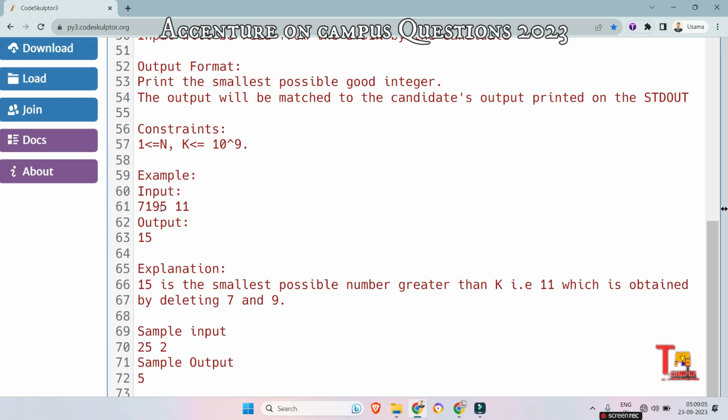So this way we will have one such number which is just greater than 11, right? That number will be the smallest possible good integer. So in this case, 15 is the smallest possible good integer for 11.